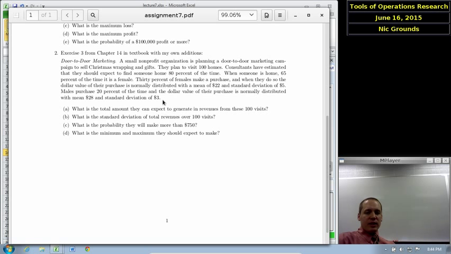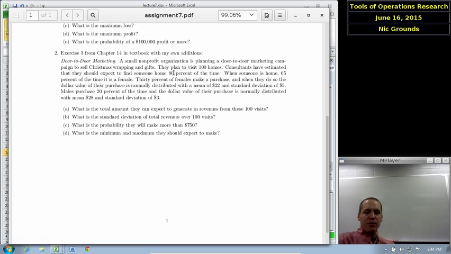So we're first talking about 100 different simulation or 100 different cases, homes. Each home, right, may or may not have somebody there, may or may not have somebody who will buy something, and so forth. You're going to sum up how much money you sell across all those 100 homes.